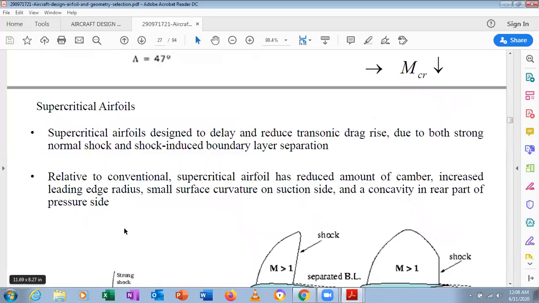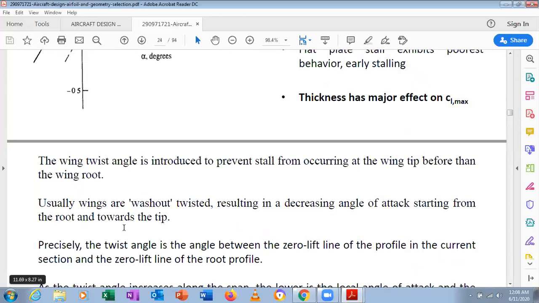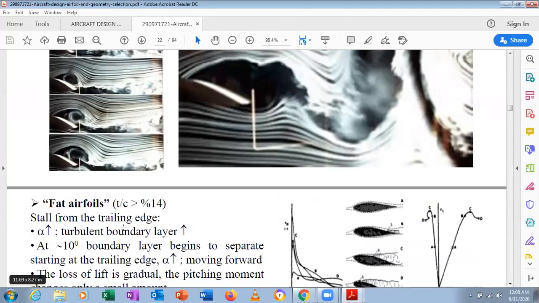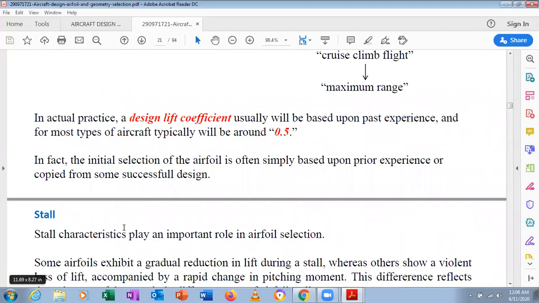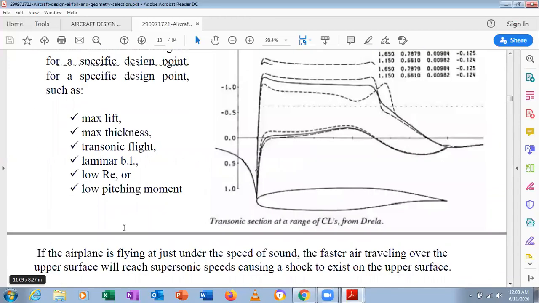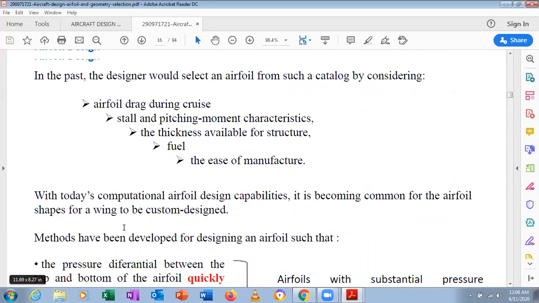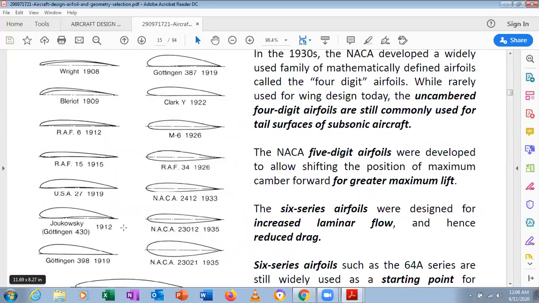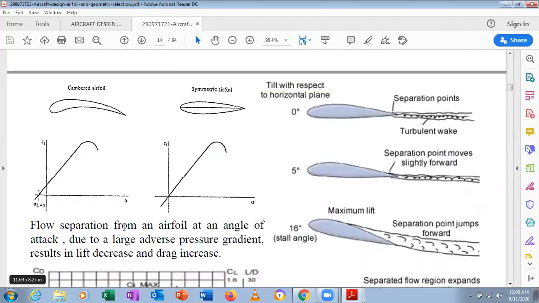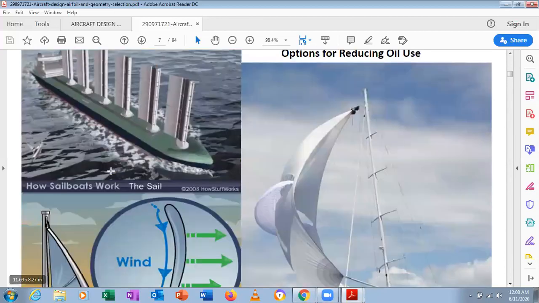These are all the effects showing how airfoil selection plays a very important role in aircraft design. Lastly, we consider that t/c, the thickness, plays a very important role because of the landing gear and the fuel. The structure depends on the airfoil thickness, and these are all things we have to keep in mind when selecting the airfoil.